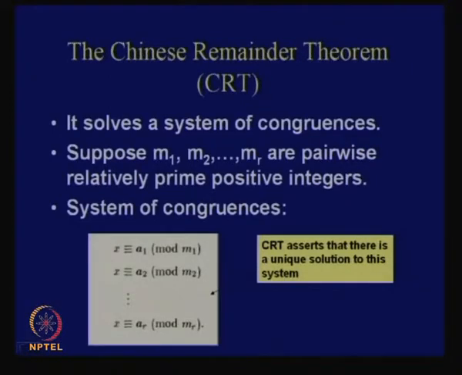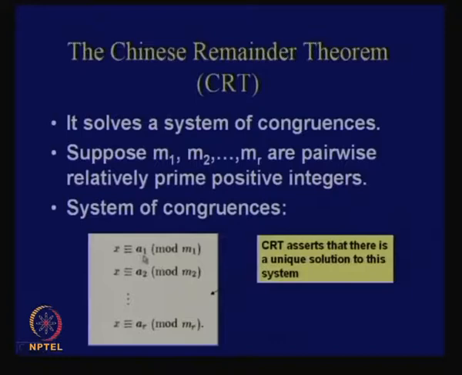So, the idea was that it solves a system of congruences, and suppose m1, m2 and so on till mr are pairwise relatively prime positive integers. The system of congruences is as follows: you take x and you report only a1, which is x mod m1. Similarly, you take mod m2, you report a2, you take mod mr, you report ar. So, a1, a2 and so on till ar are just the values when you take x modulo m1, m2 and so on.